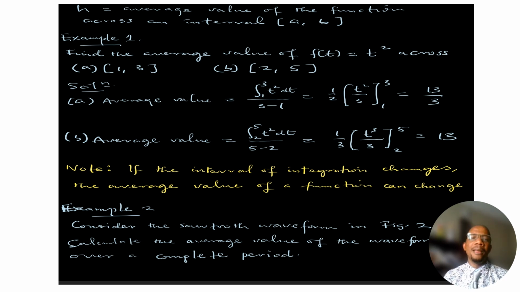Let's see an example. Find the average value of f of t equals t squared across these two intervals, a 1, 3 and b 2, 5. The solution, from what we derived before: the average value is the integral from 1 to 3 of t squared dt over b minus a, that is 3 minus 1. That gives us this value, 13 over 3. And for the other one, where I have 2, 5, we have this giving us 13. This is straightforward by just inserting the values into the formula for the average value of a function.